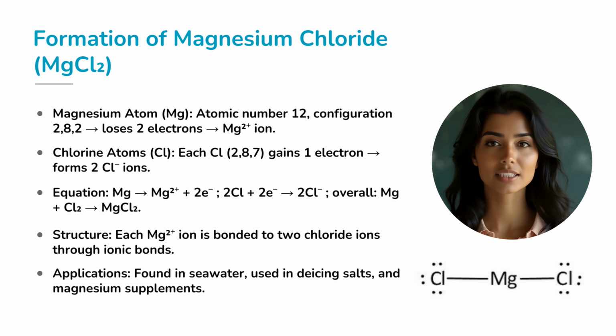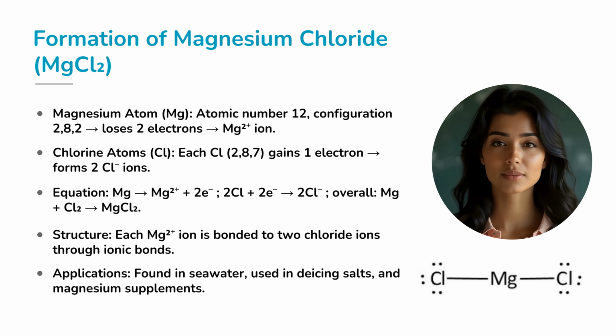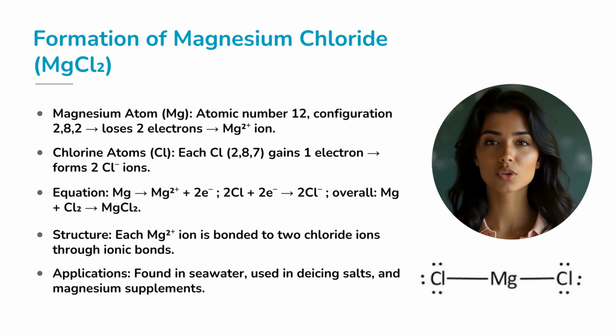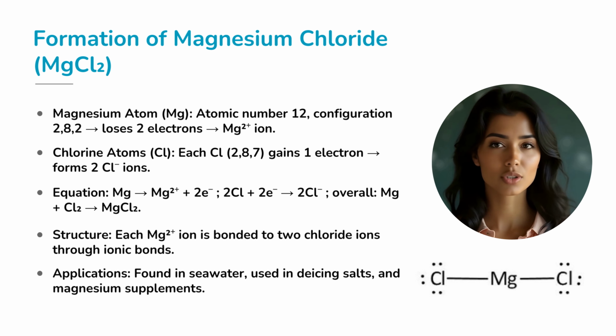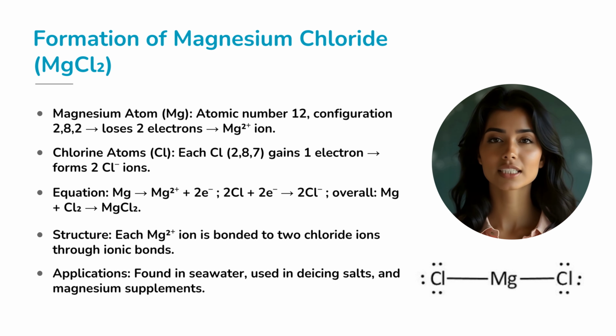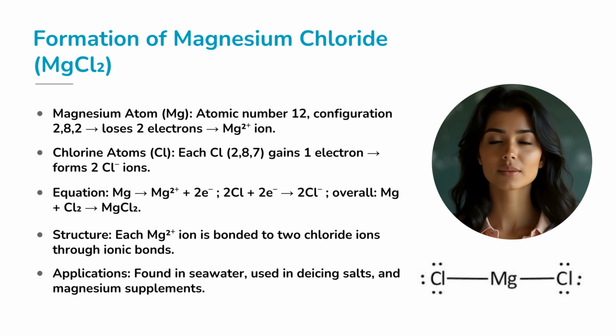The reaction can be summarized as Mg gives Mg2+ plus 2 electrons. 2 chlorine atoms plus 2 electrons give 2 chloride ions. Overall, Mg plus Cl2 gives MgCl2. In the electron dot diagram, you will notice magnesium donating 2 electrons, 1 to each chlorine, forming 2 ionic bonds. This compound is found naturally in seawater and used in industries as well as in medicines and de-icing salts.